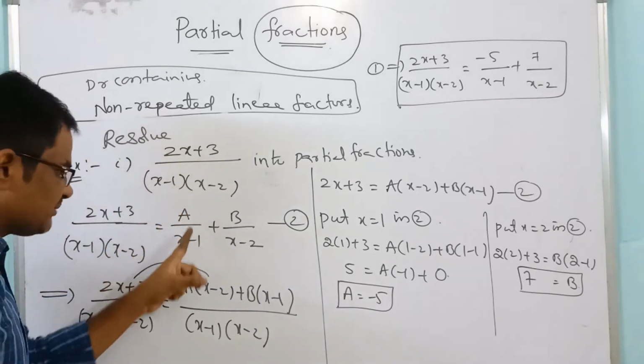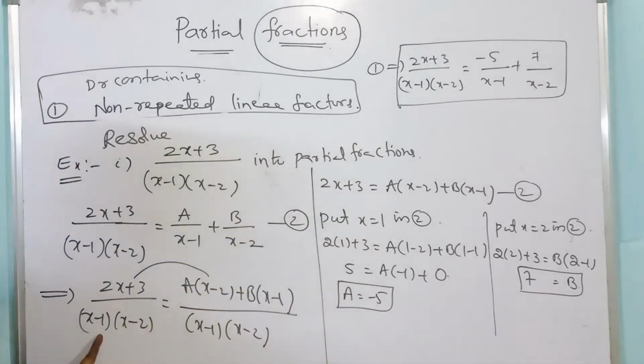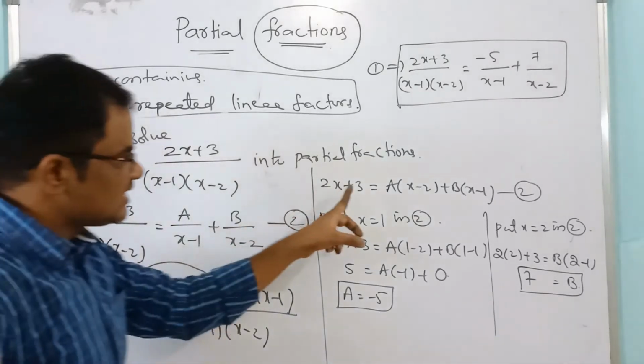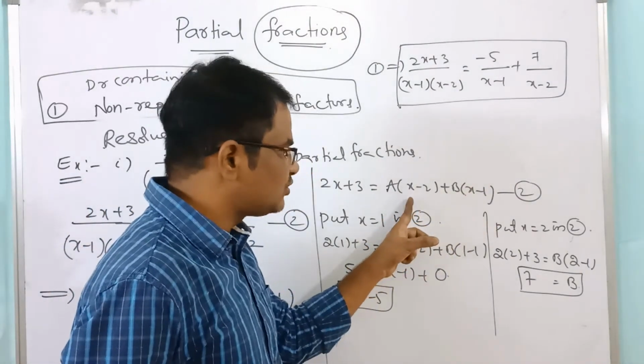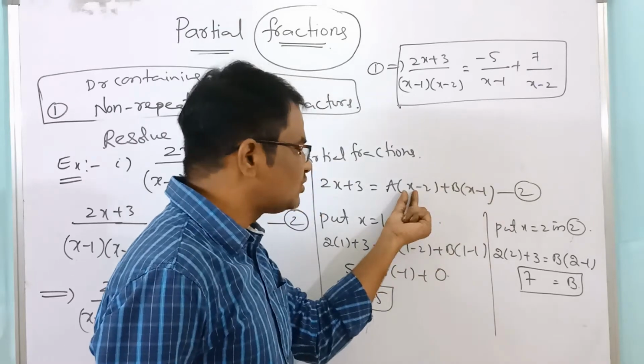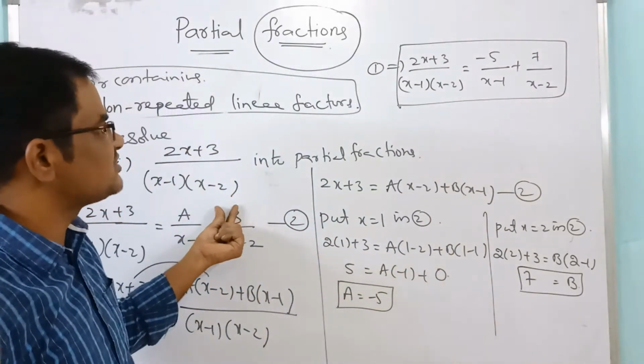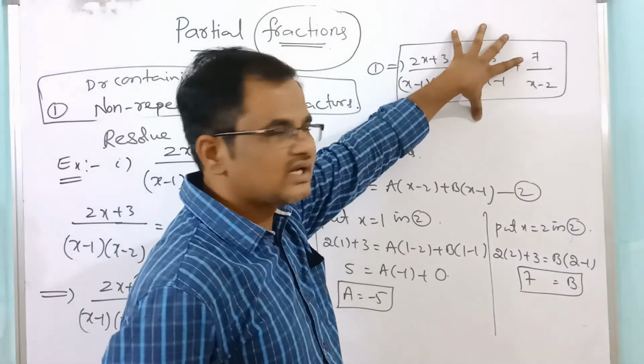First constant by first linear, second constant by second linear. After that, taking the LCM, equating numerators and substituting x equal to 1 and 2. For getting a, substitute x equal to 1. For getting b, substitute x equal to 2. Then you will get the a and b values. These a and b values again you substitute in equation number 1. So this final answer you will get.